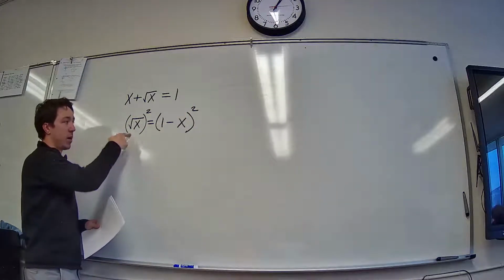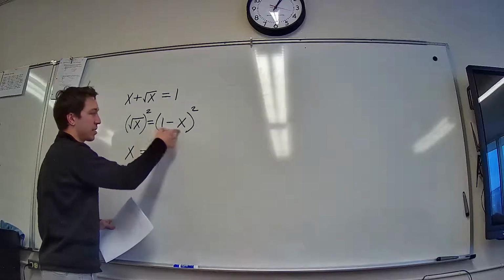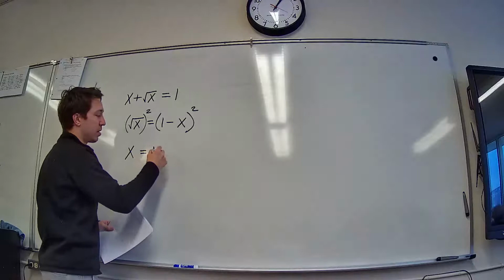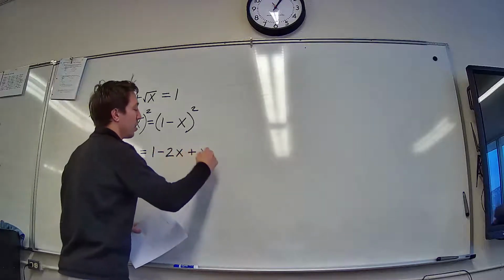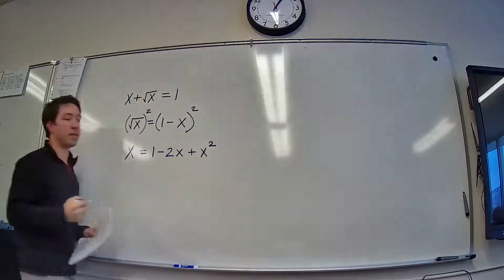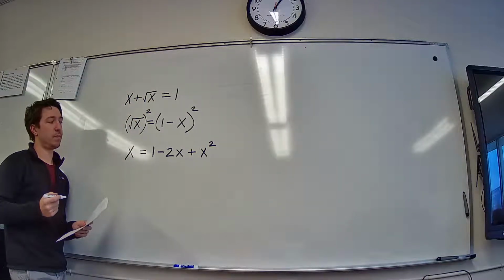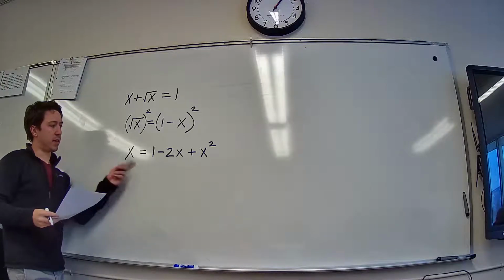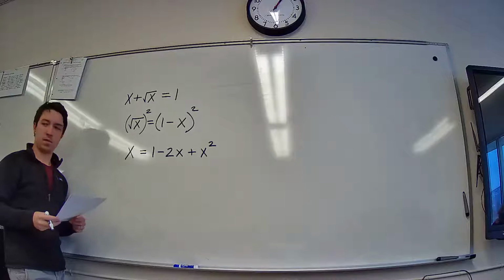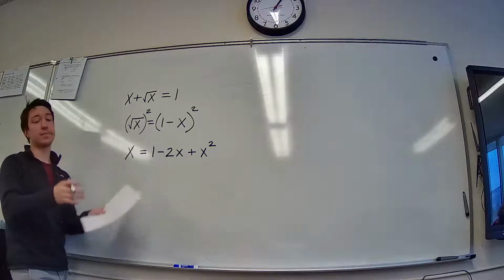Okay, so squaring root x gives me x. Squaring this gets me 1 squared minus 2 times 1 times x. Is everyone okay with that? And how do I solve something like this? You want to get everything on one side.